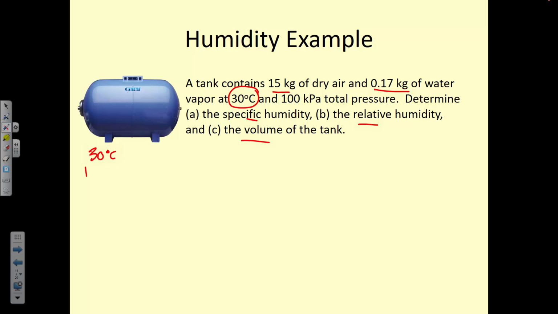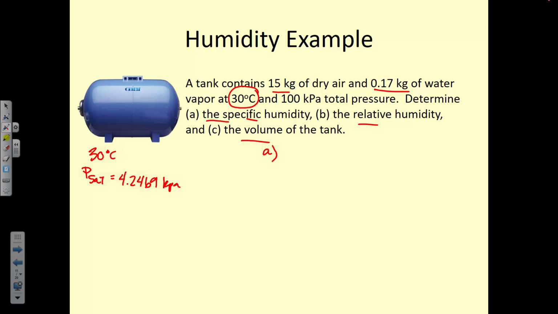So the first one is the saturation pressure at 30 degrees Celsius, and what is that value? 4.2469 kilopascals. Okay.